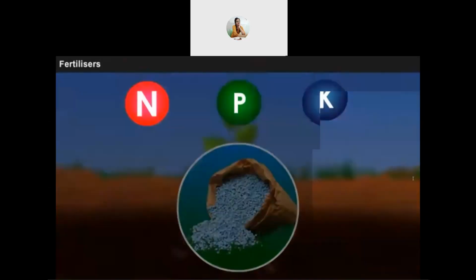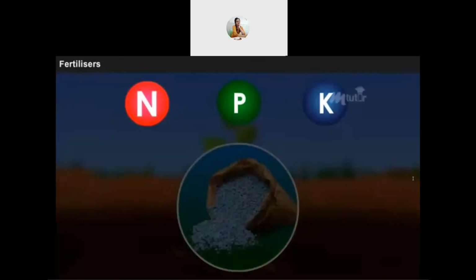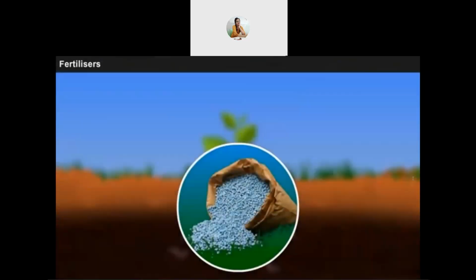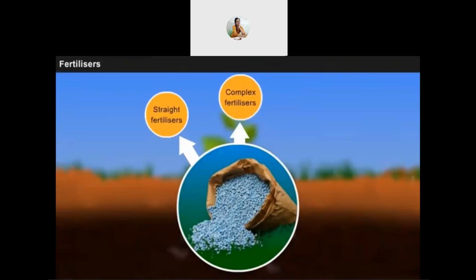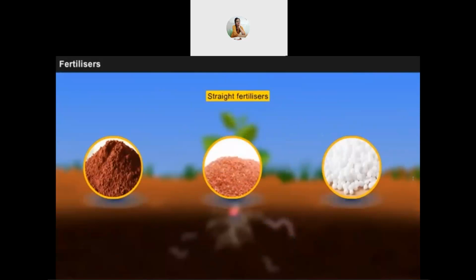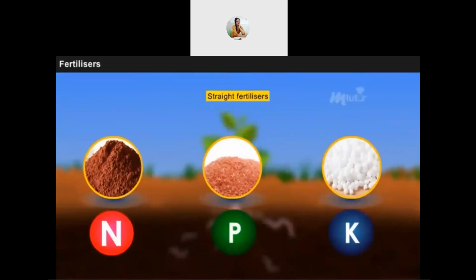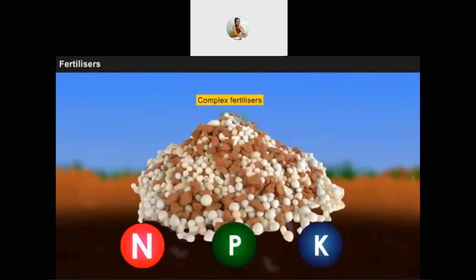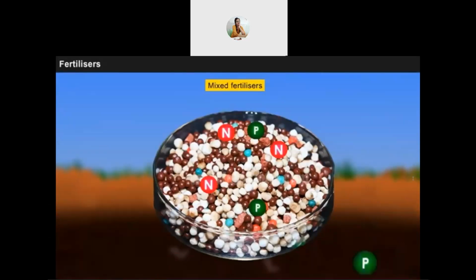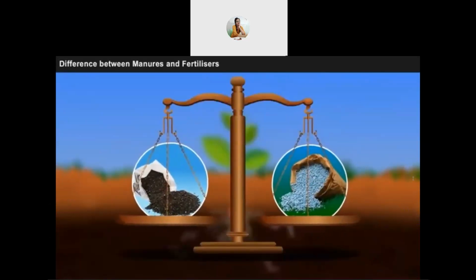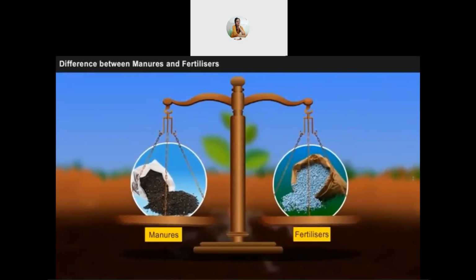Based upon the amount of nutrients, fertilizers are categorized into three types. They are straight fertilizers, complex fertilizers, and mixed fertilizers. Straight fertilizers are made up of a single chemical compound that acts as the primary nutrient. Complex fertilizers have more than one primary nutrient type, whereas mixed fertilizers are said to be a combination of both straight and complex fertilizers.